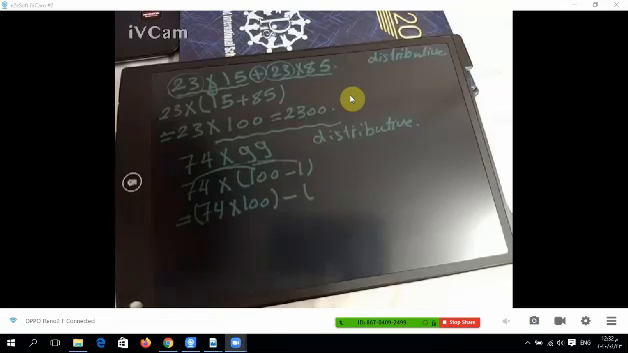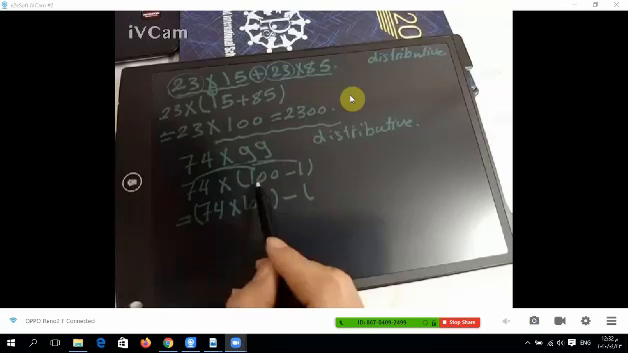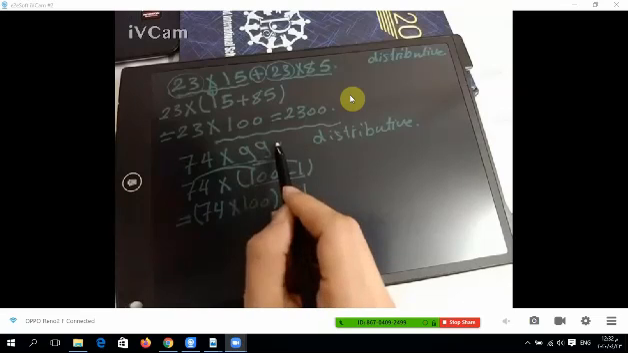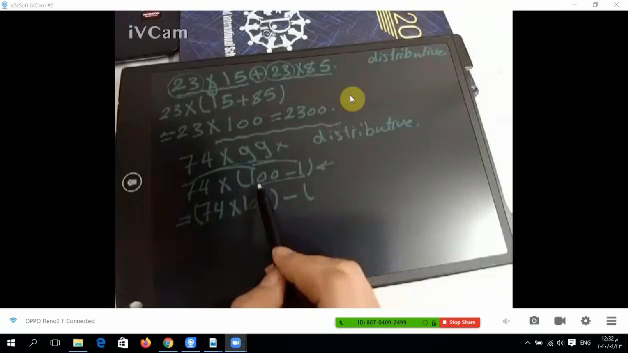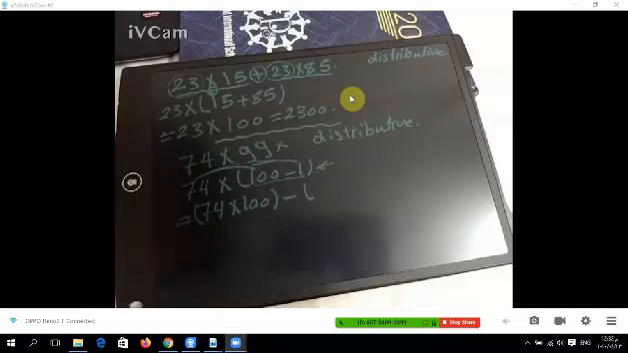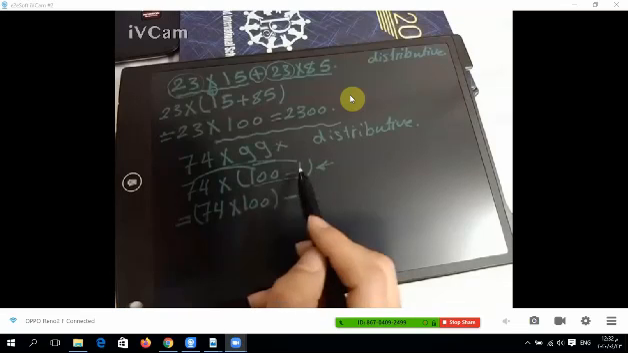Guys, we change the 99 to 100 minus 1. So we don't have this now. We have the new thing that we change it. The 99 becomes 100 minus 1. We change it to easy numbers that I can deal with, because the 100 is easy and the 1 is easy. So I change the 99 to 100 minus 1.